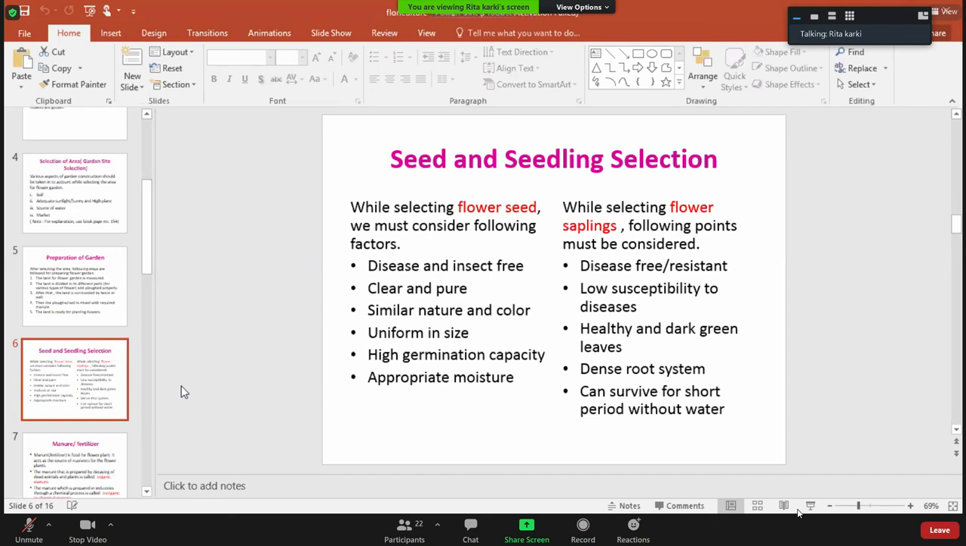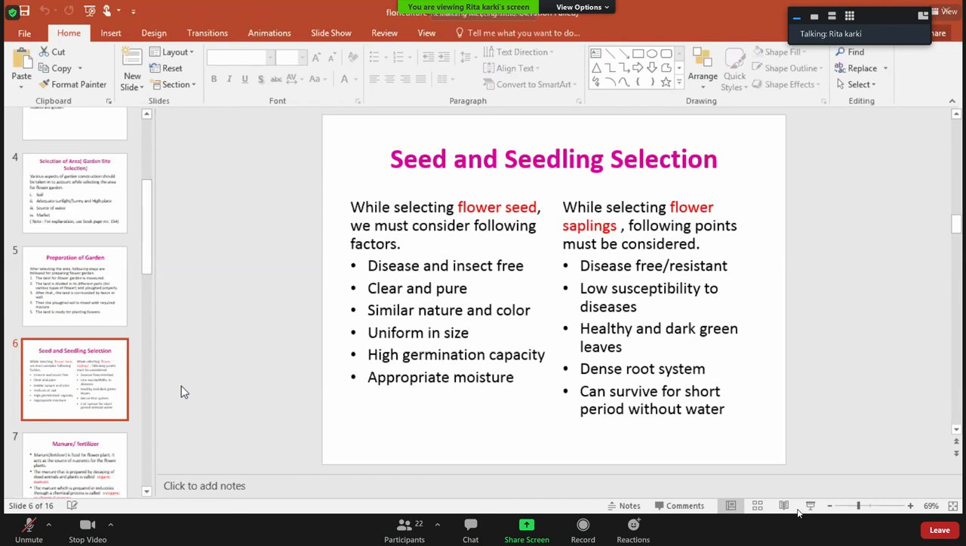That is, the seed should be disease and insect free. The seeds that we have bought from the nursery should be free from any type of diseases or any type of insects. If the seeds are diseased, or if the seeds contain different varieties of insects inside them, the seeds cannot grow and develop properly into good quality flowers.